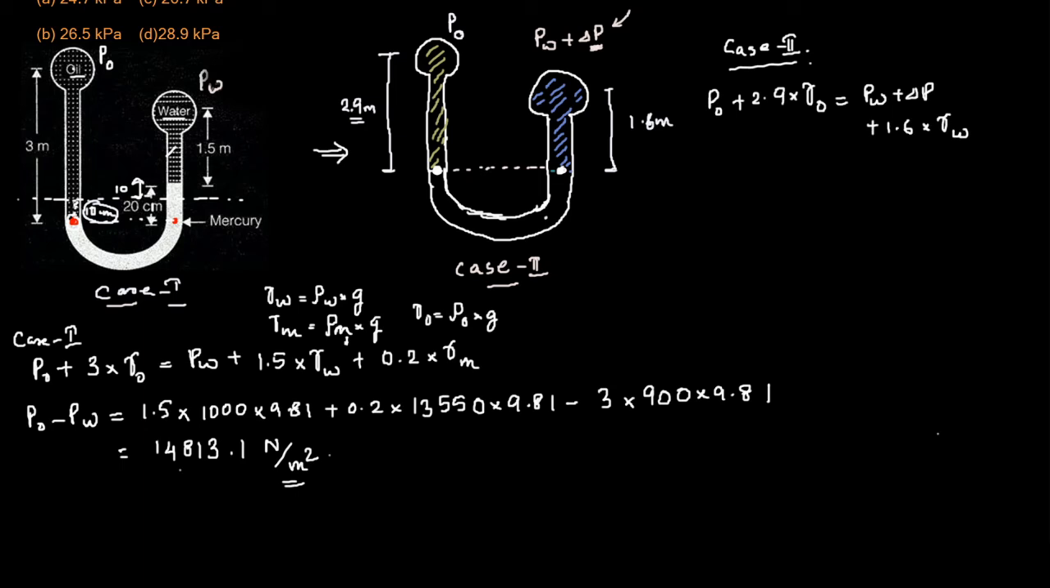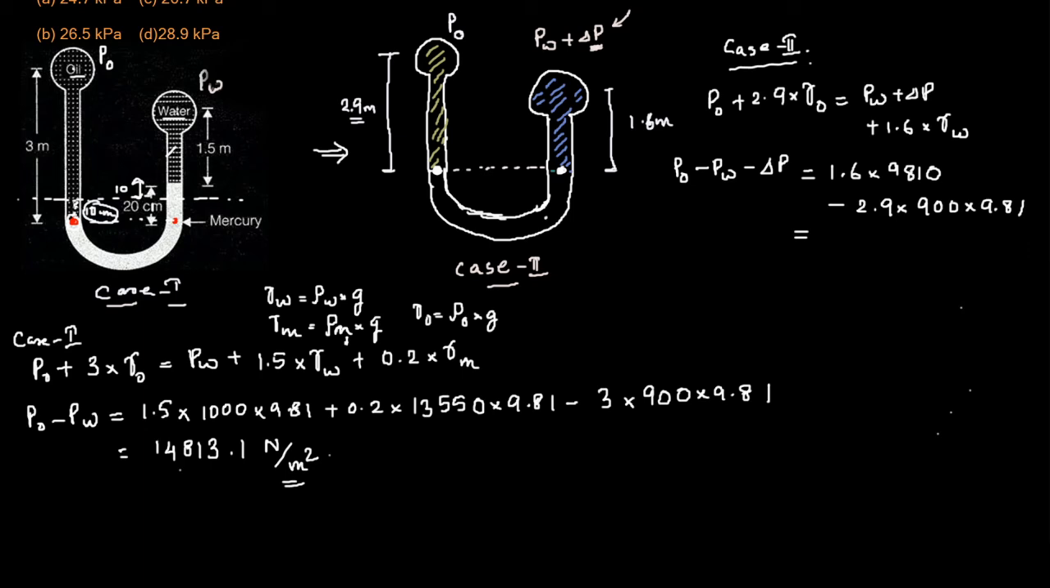So here we will try to get P0 minus PW minus delta P, which will be equal to 1.6 into gamma W. We have already calculated that, it's 9810, minus 2.9 into gamma oil. Gamma oil is nothing but 900 into 9.81. So we want to calculate this value.